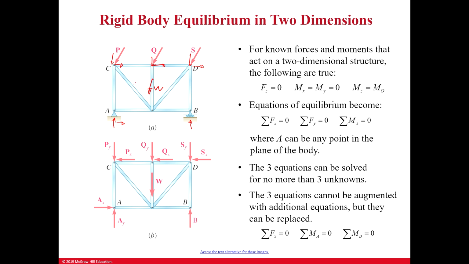So let's say, for instance, if you want to do the moment at A, the moment at A will cancel. There's no distance between AY and A. There's no distance between AX and A. But there is a distance between W and A, so there's a moment here because of W. There's a distance between B and A, so there's another distance here. And that's the same distance for SY. QY has the same distance as W. And SX, QX, and PX have the same distance, which is this. So you can have a moment because of that D1, D2, and L. PY is passing across the point, so there's no perpendicular distance. There's no moment because of PY.